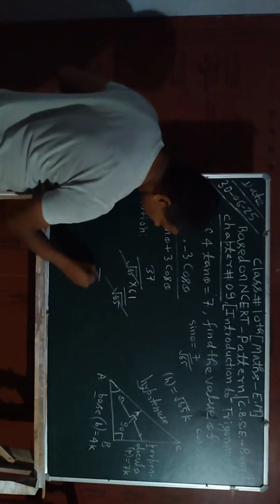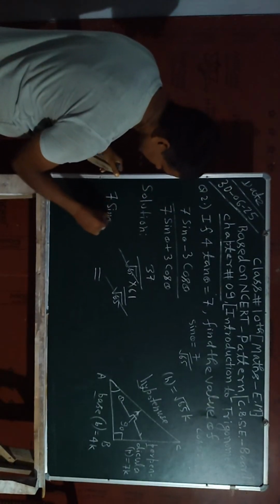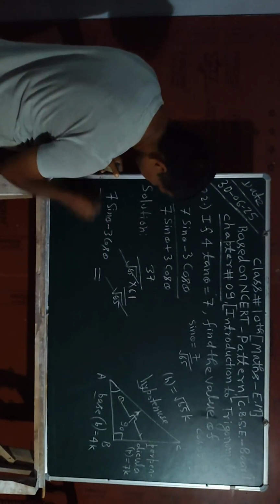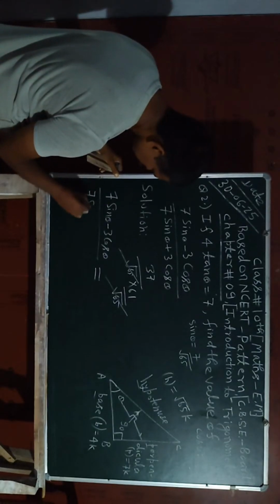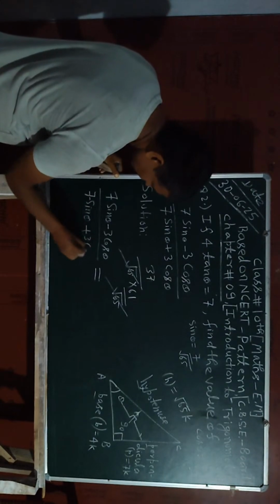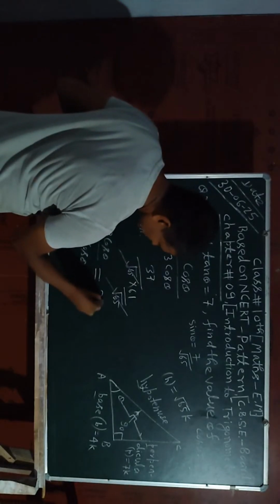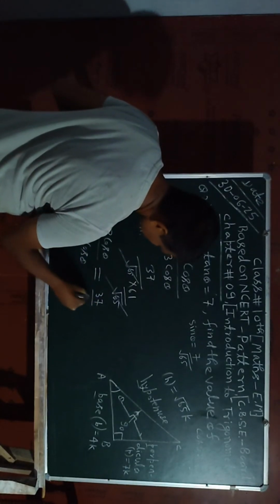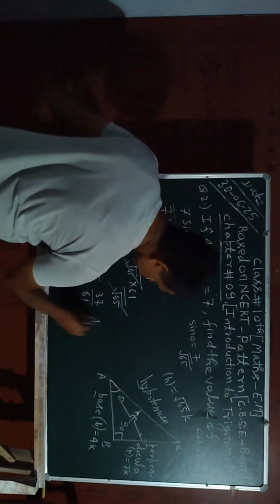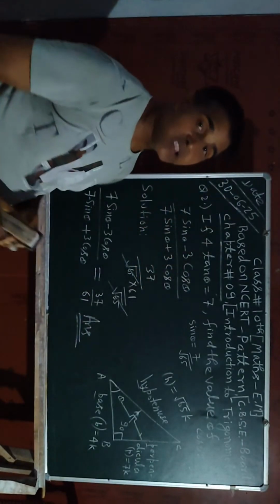So I will write here (7 sin theta minus 3 cos theta) divided by (7 sin theta plus 3 cos theta), which is equal to 37 divided by 61. So this is the answer. This is the answer of the given question. Okay, students, so this is the right way to get its solution.